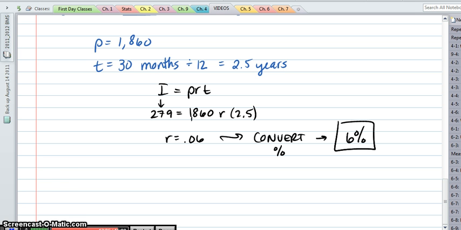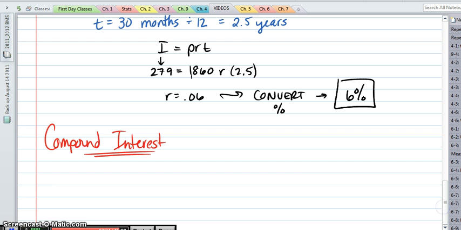Let's take a look now at compound interest. Compound interest is where your interest earns interest. So it is paid on the initial principal and on the interest earned in the past. Let's take a look at an example and see how we can compute compound interest.